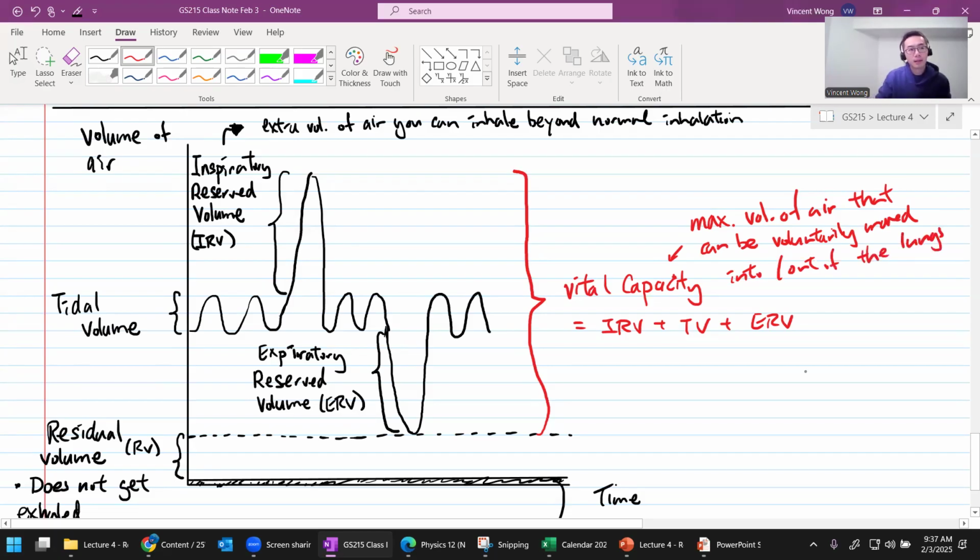Okay. So you can actually find out about your vital capacity. You can just inhale as much as you can, all the way until you cannot inhale anymore, and then you breathe out into a balloon until you cannot breathe out anymore. Then, however big the balloon is, that's your vital capacity.